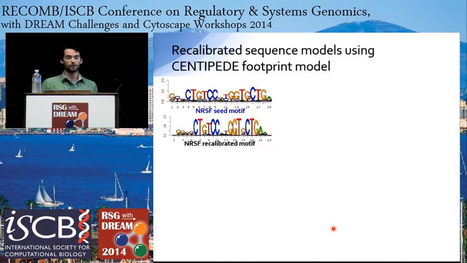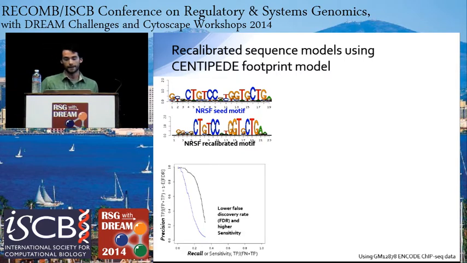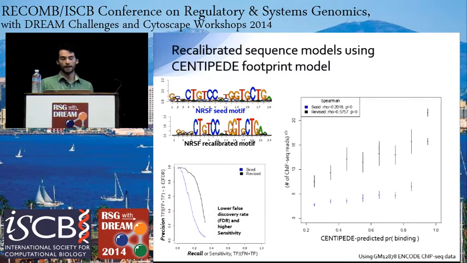Here's an example of one of the updated sequence models. This is for NRSF. The seed we used from the database is on the top, and the bottom is our recalibrated one. You can see that the core motif doesn't really change, but the importance of the bases does. Compared to a ChIP-seq gold standard, again using ENCODE data, we can see that our recalibrated models have a lower false discovery rate and a higher sensitivity than the seeds. And if you compare the CENTIPEDE predicted probability of binding to the ChIP-seq occupancy, we see, most importantly, that we're capturing this range of accessibility rather than just stratifying by not bound or bound.